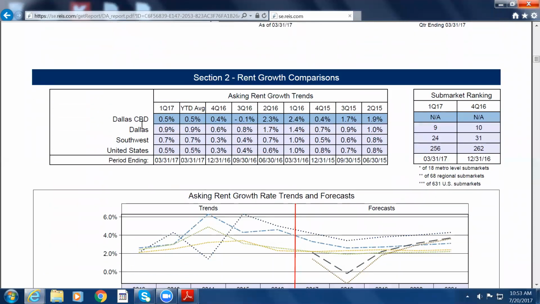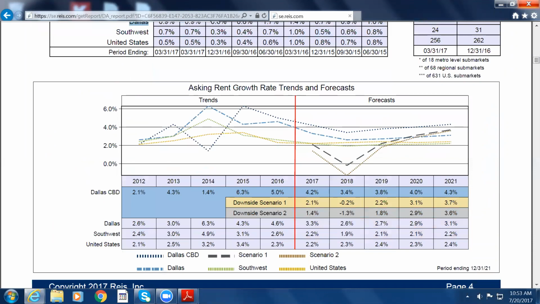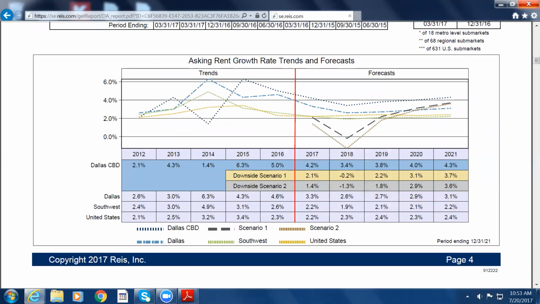Again, benchmarking that submarket to your metro historically, and it'll go back here 2 years. And then your forecast and your trend, 5 years back and 5 years forward.